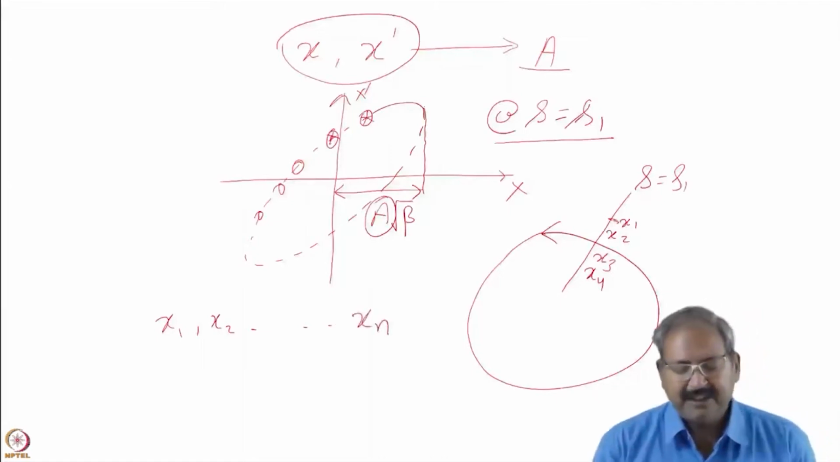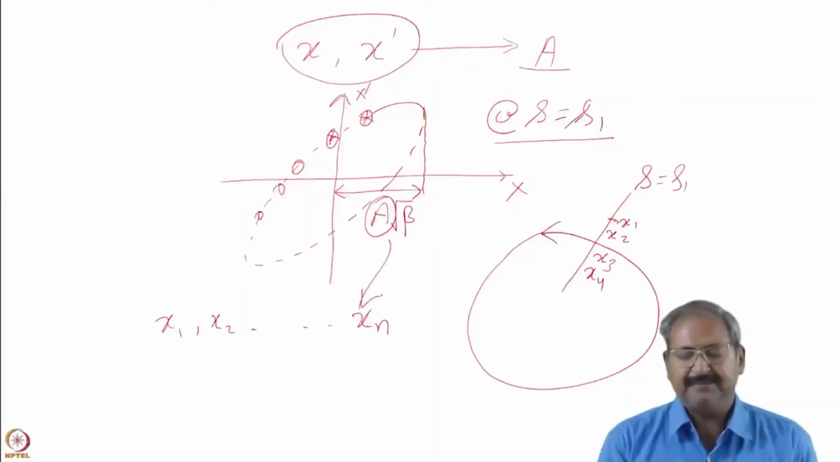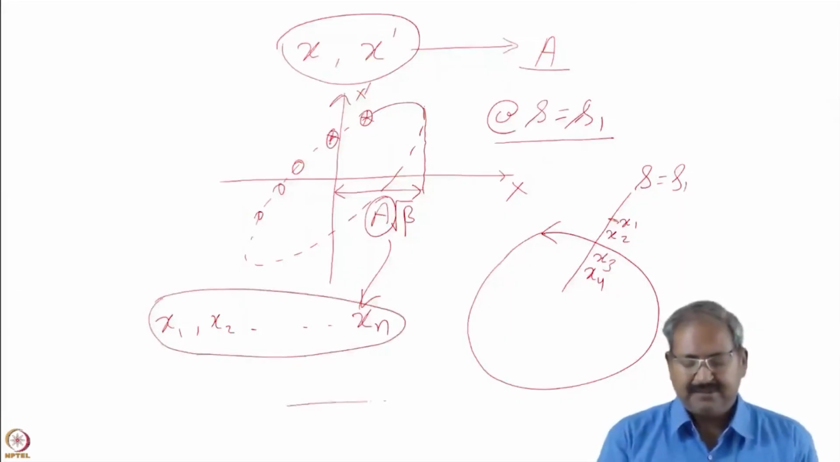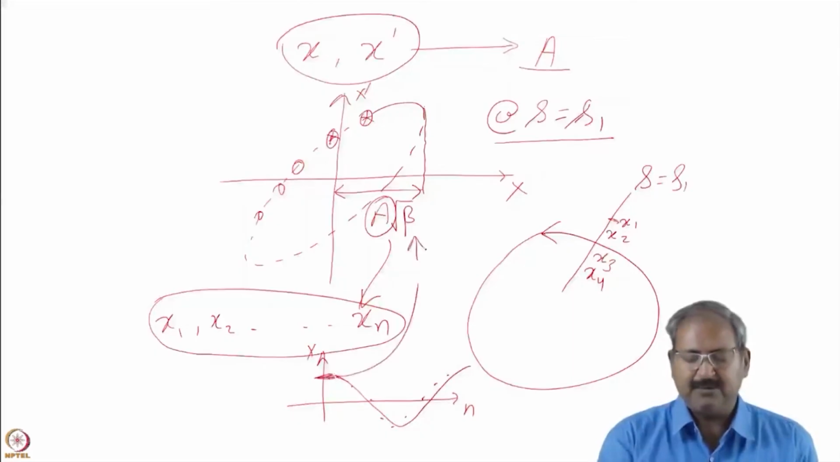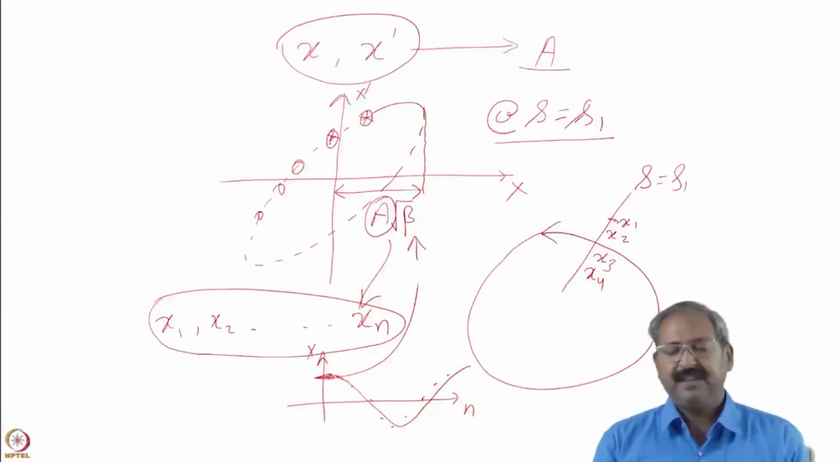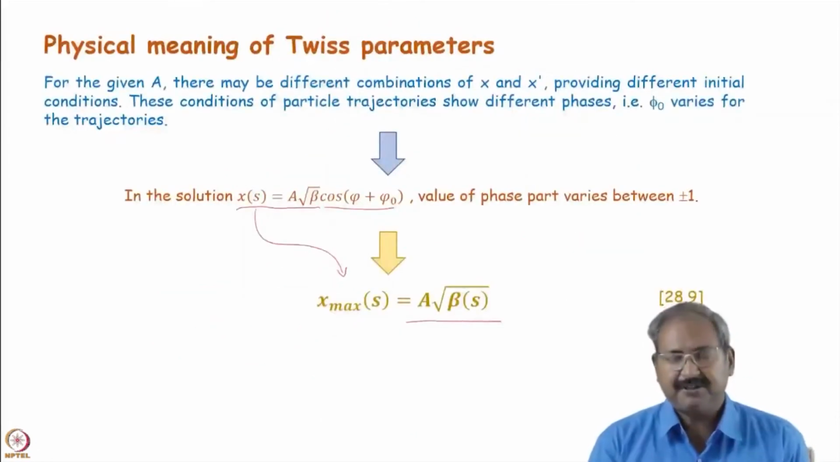So the maximum value of x you will record is given by A root beta. And if you plot these x1 to xn, suppose this is the number of turns, and here you plot x, you will get such kind of motion, which is harmonic motion, and these are the betatron oscillations, and the amplitude is represented by A root beta. So beta actually shows the amplitude of betatron oscillation. So beta has that significance, and definitely we have seen that beta is also related with the phase advance, means local wavelength.